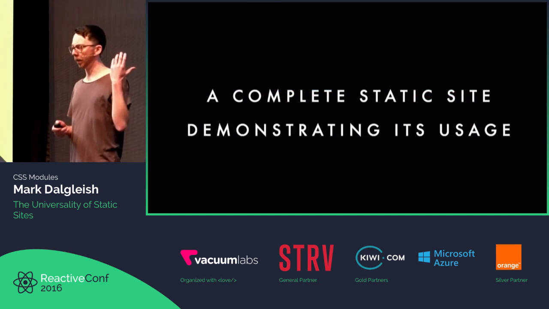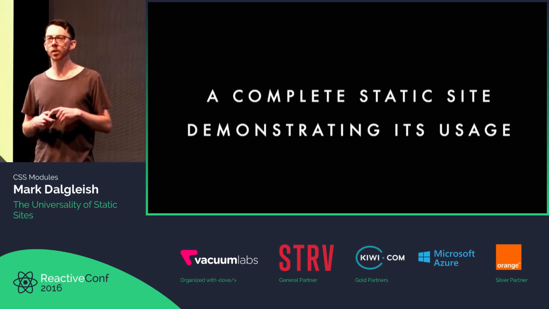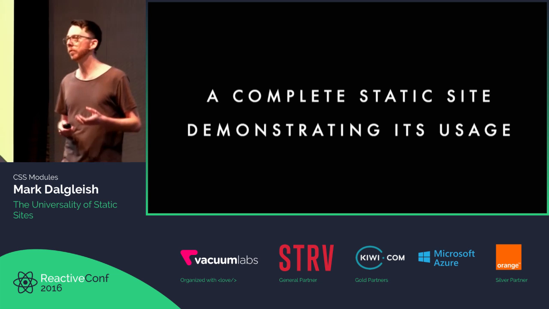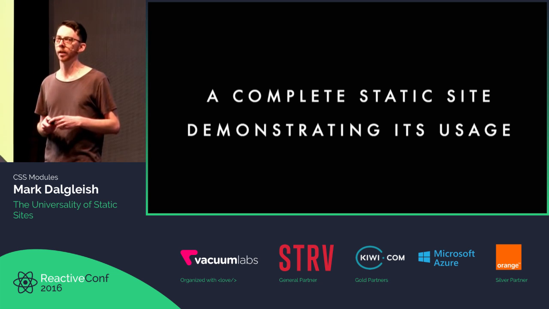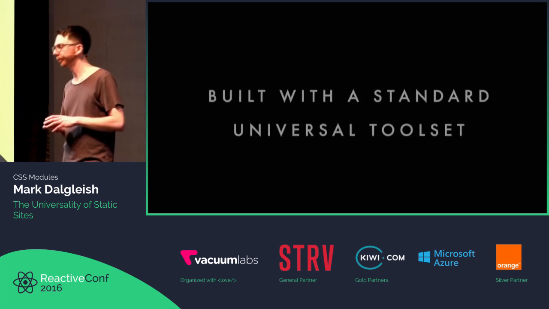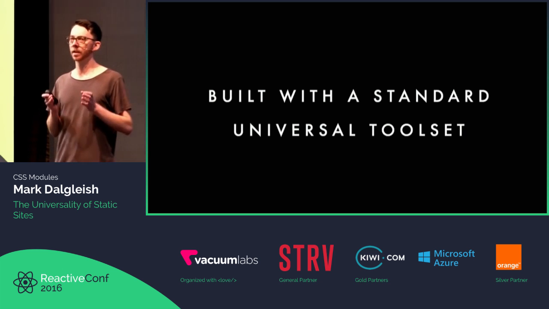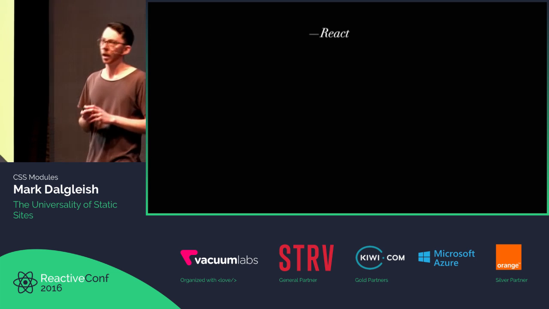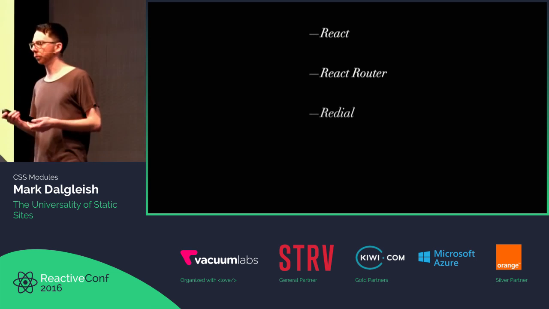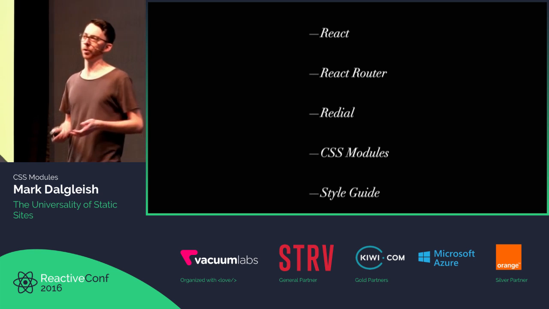So what you had in that example there was that we had a complete static site demonstrating its usage. The static site consumed the style guide in a way that a standard Webpack-based app would consume it, which serves as a great way to iterate on the style guide as well. But it was built with a standard universal toolset. It was a static site built the way we build our server-rendered apps. It was built with React Router, Redial for data fetching, CSS modules, and the style guide, of course, consuming itself.